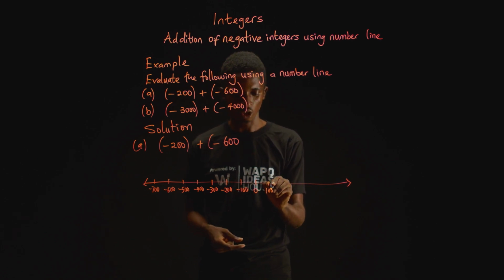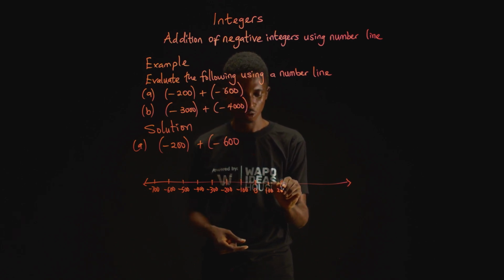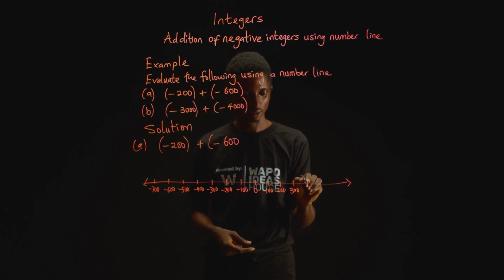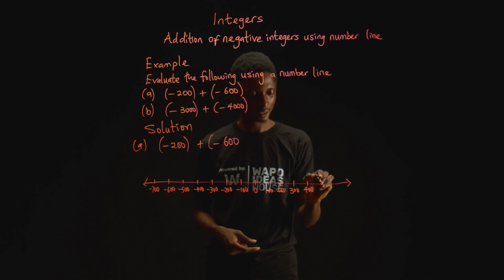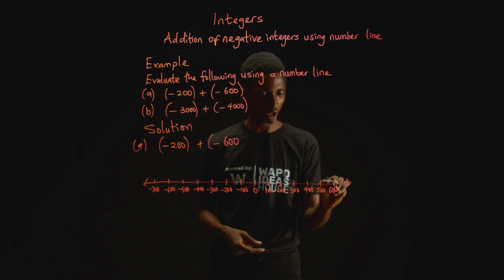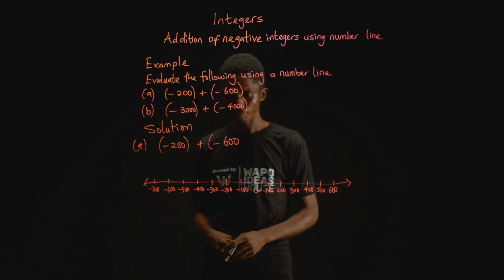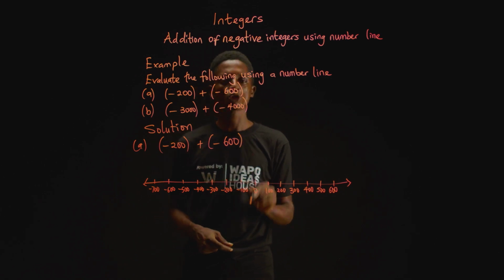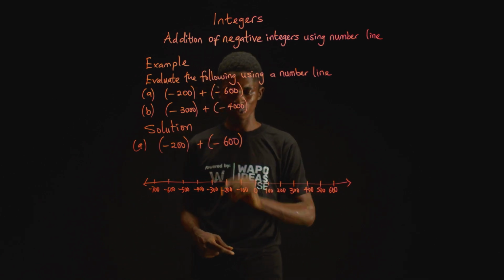That is 100, 200, 300, 400, 500, 600, and so on. We always start from the neutral integer, that is 0.